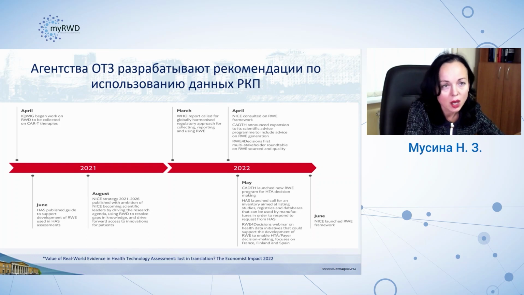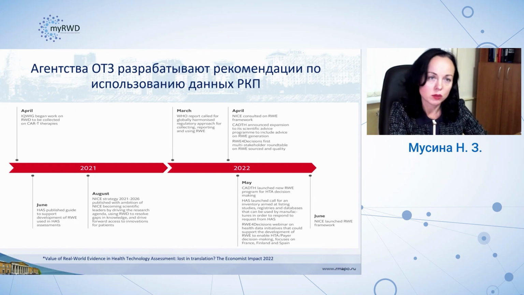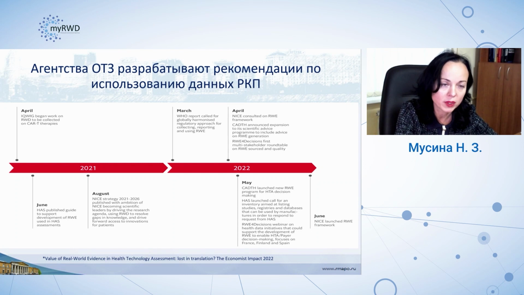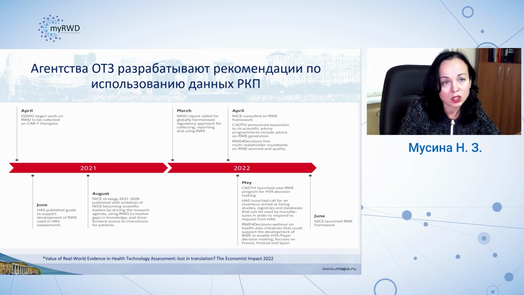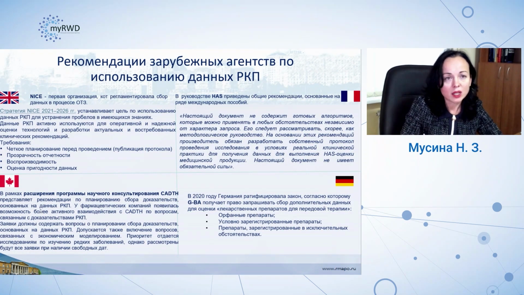If we look at the experience of our foreign colleagues, we may say that everything started with orphan drugs. Some agencies allowed to provide real-world data for these orphan drugs. And recently we saw that in foreign countries, the agencies of assessment have become very active in respect of real-world data. For example, EUnetHTA began work on RWD to be collected on CAR-T therapies. Then you see the HAS agency in France. They also announced expansion of its scientific advice program to include advice on RWE generation. And the Canadian agency has also specified this matter.